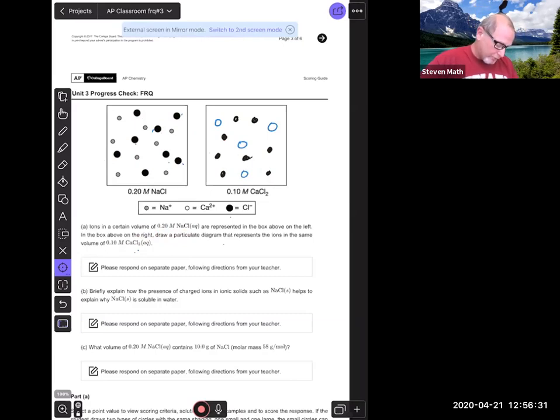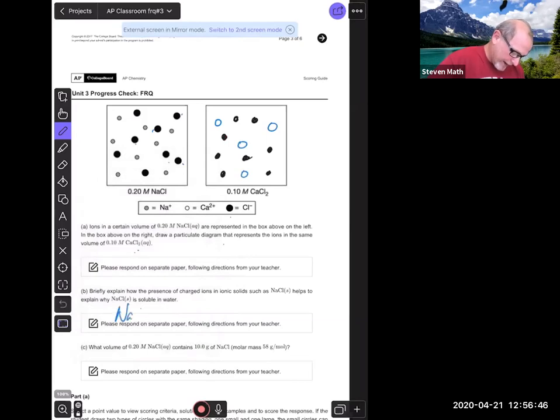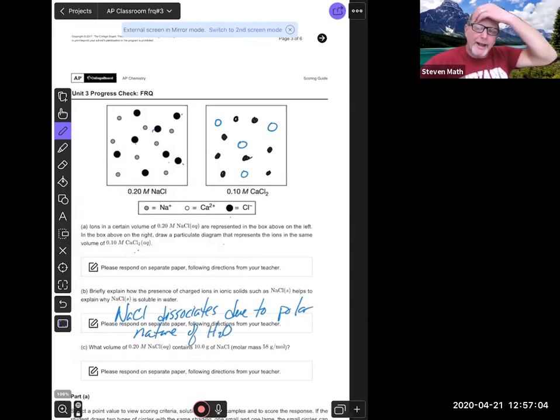Okay. In B, it says, briefly explain how the presence of the charged ions of ionic solids help to explain why NaCl is soluble in water. And there's a great discussion here about NaCl dissociating due to the polar nature of water. And I read some great answers in this part about how the oxygen in the water was going to be attracted to the sodium and the chlorine was going to be attracted to the hydrogen. Those are all really good answers.